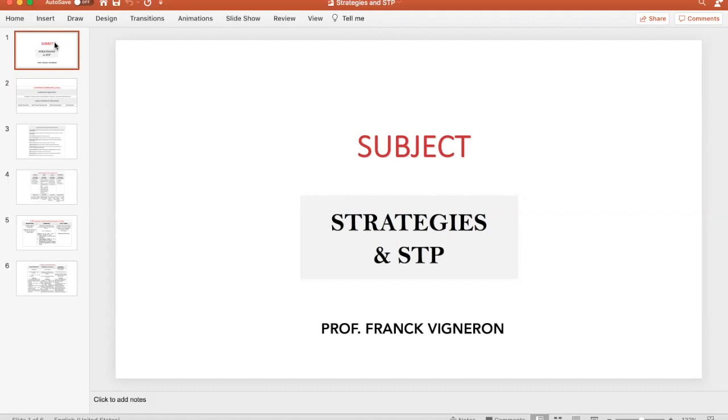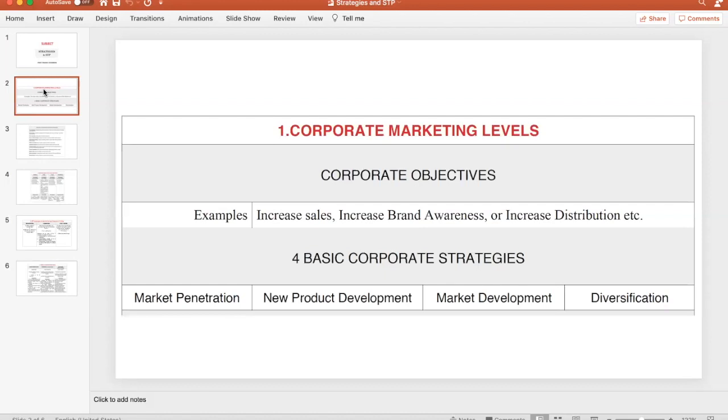I would like to review the strategies and the segmentation, targeting, and positioning. It is important to understand what strategies are and that they are very different from tactics. Tactics are the actions that will eventually culminate to achieve your strategies. So the strategy is a bigger concept. The tactics are a sub-concept of the strategies.